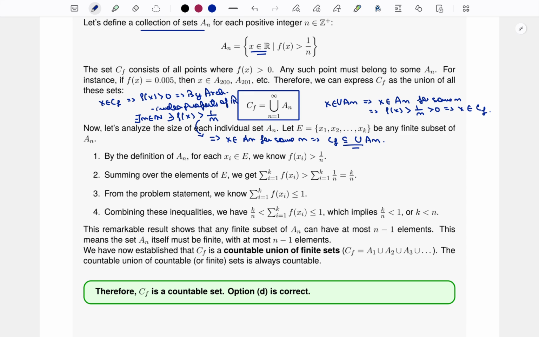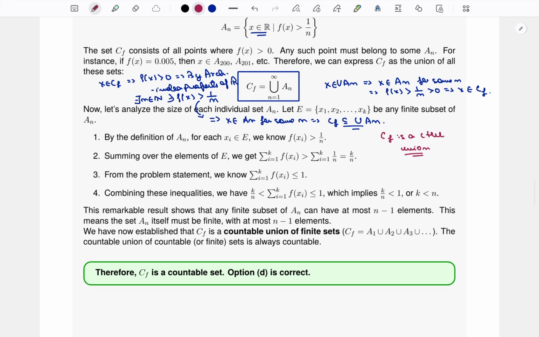Okay, so now this is a countable union. So what we have proved up till now is that CF is a countable union, and we claim that CF itself is countable. For that, I can at most try to prove that AN is countable, because we know that a countable union of countable sets is countable. But in fact, we will be able to prove that each AN is not just countable, but rather it's finite.